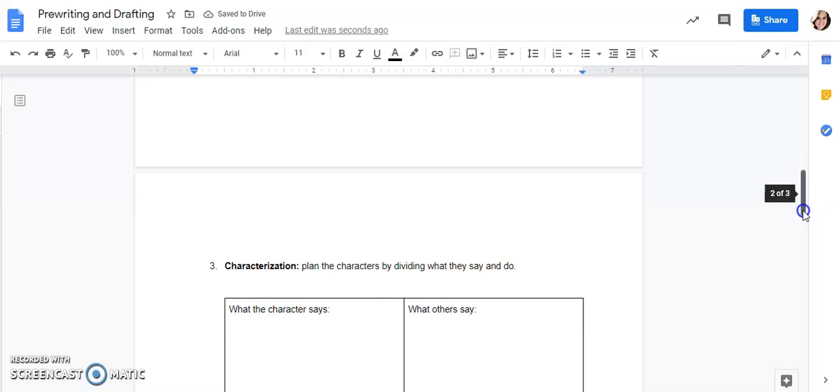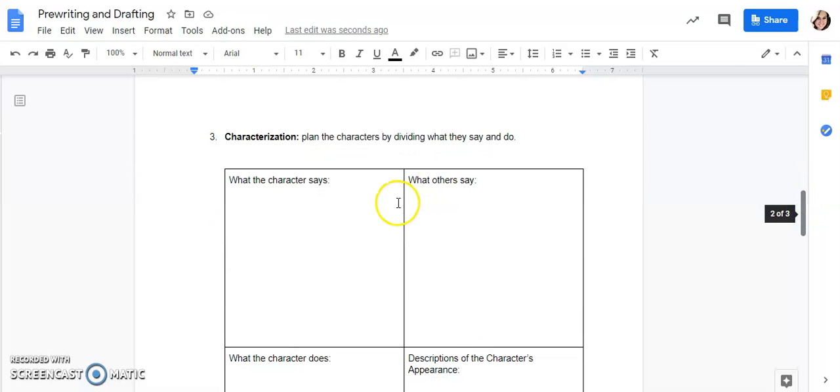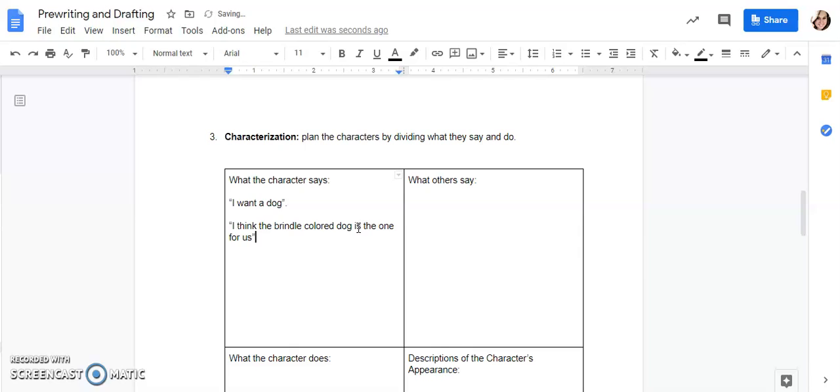So plan the characters by dividing what they say and do. So let's start with myself, since I will be the narrator because it's a personal narrative. So what the character says. I say that I want a dog. I also say that I think the brindle colored dog is the one for us.